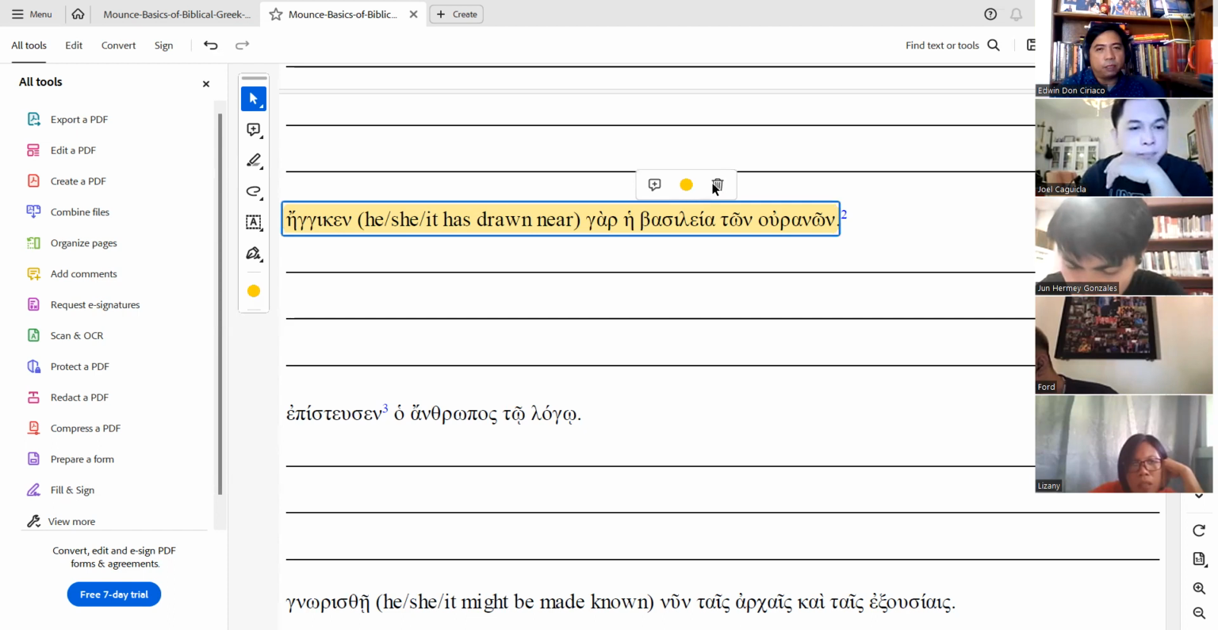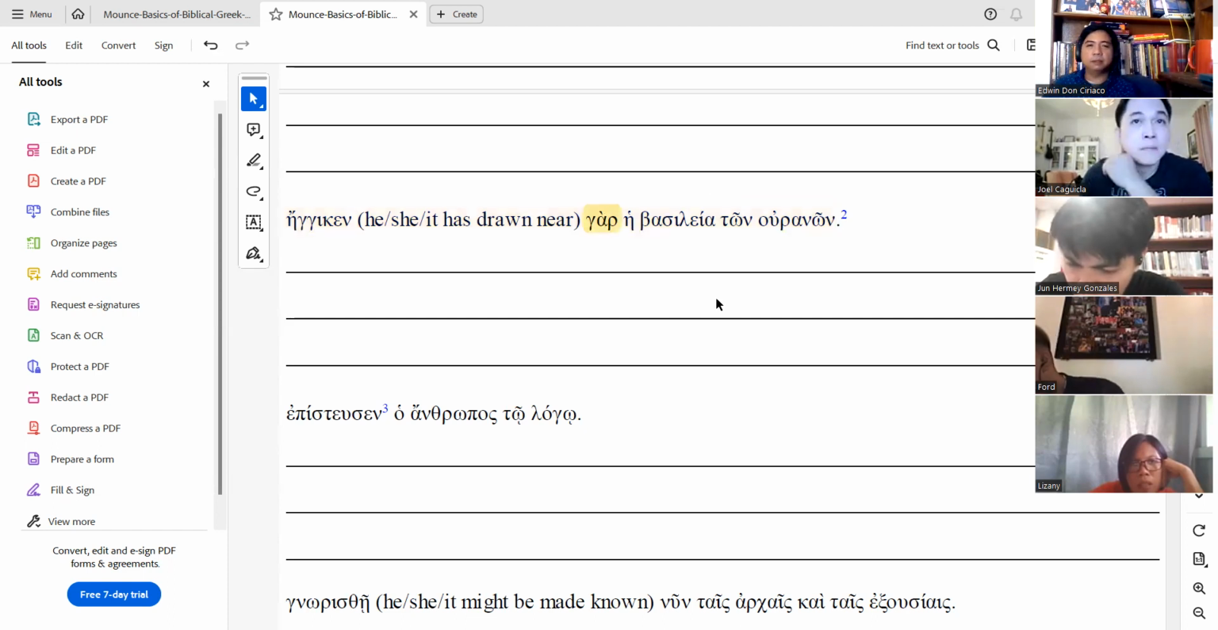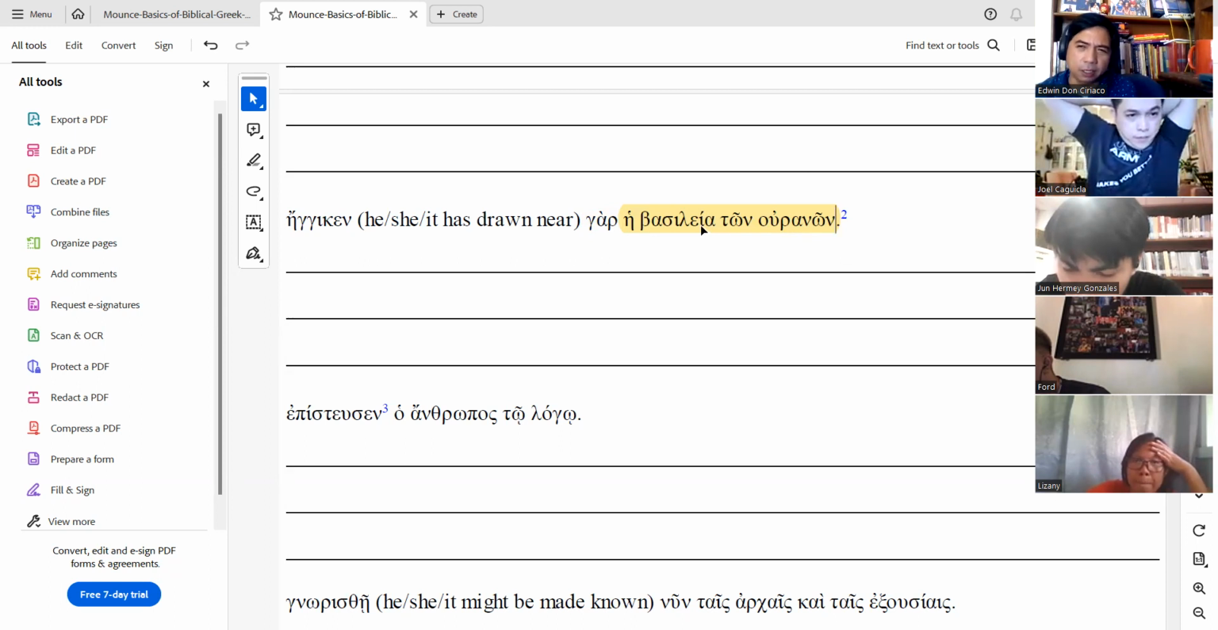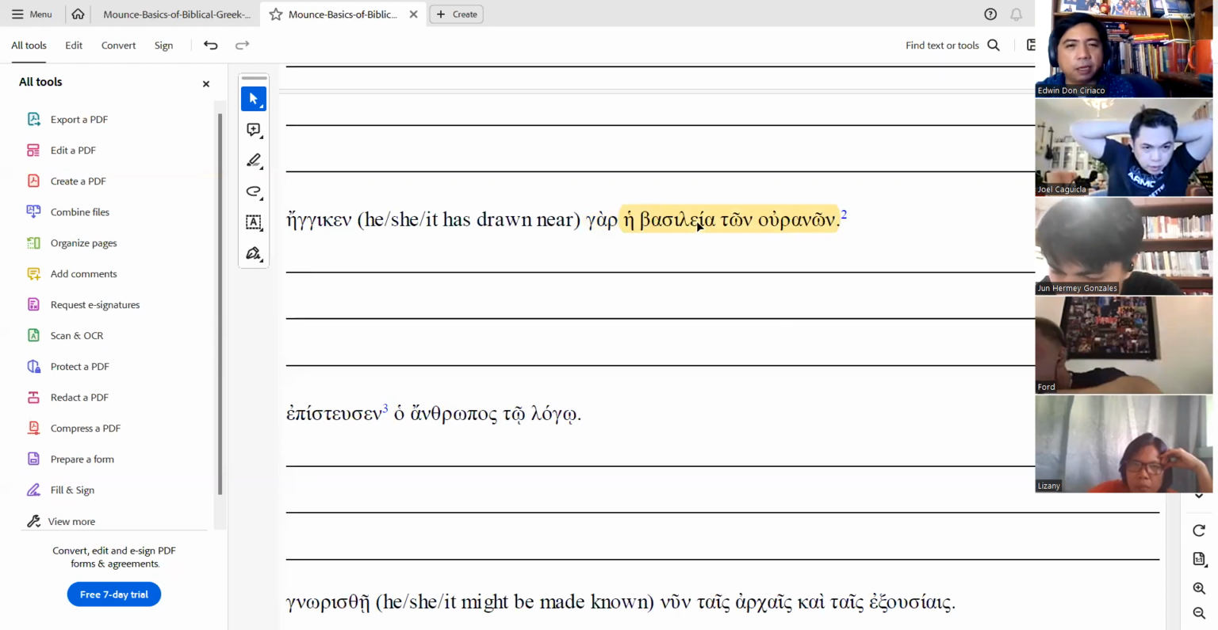You forgot to translate gar. Do you remember what gar is? Gar is classified as a conjunction. For, or then. Sige, for. And this is a theological term: it has drawn near. What is this? The kingdom of heaven.